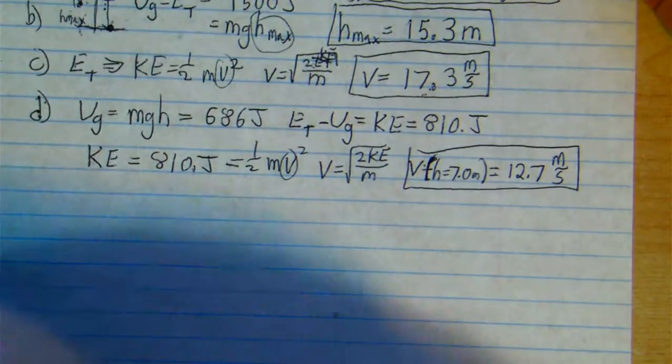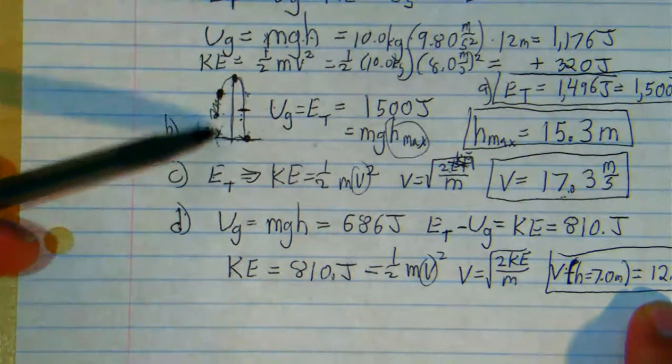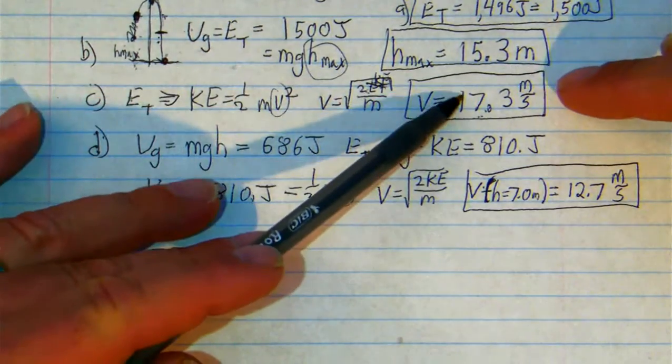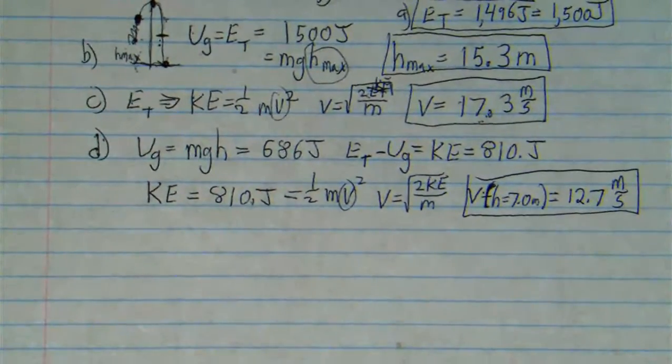As I expected, this number is greater than the 8 meters per second when it was 12 meters up, and it's less than the 17.3 meters per second it had when it struck the ground.